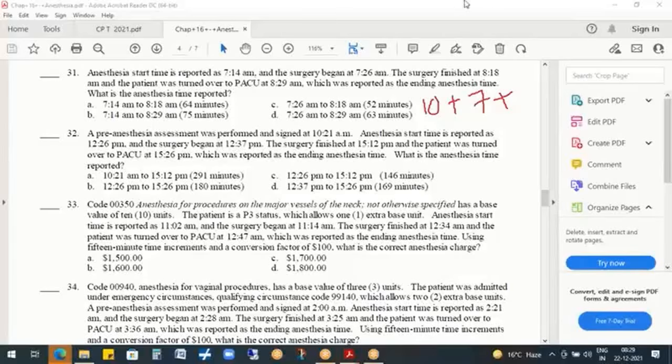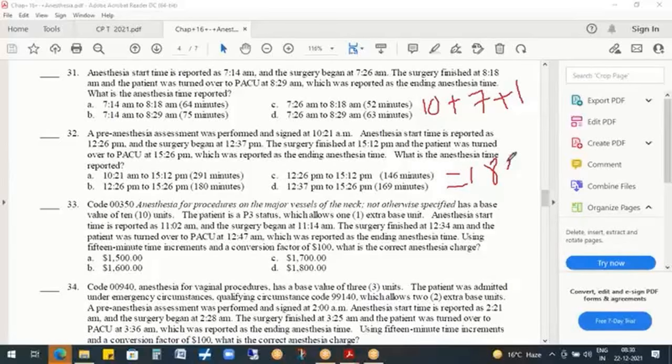Yes, sir. Base unit. Now the modifying factor, 1 unit. Then total units: how much is the total? 10 plus 7 plus 1 equals 18. 18 into the conversion factor.